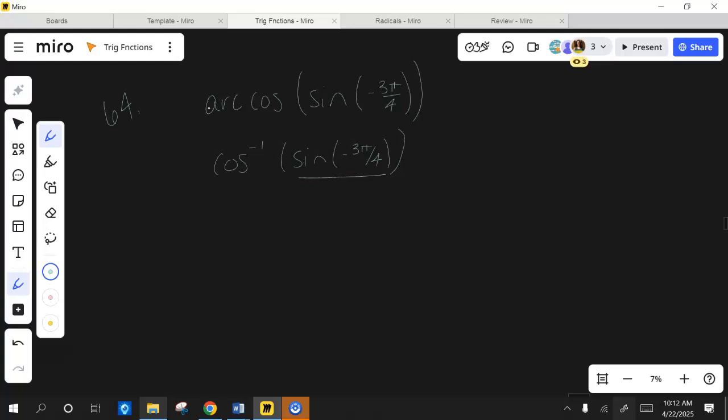So where is negative 3 pi over 4 on your circle? Everybody go to 3 pi over 4 on your circle. 3 pi over 4 is here, right? So it goes 1 and then 1, 2. So I'm going to go the other way. 1 and then 1, 2. So I'm down at 7 pi over 4, yes? What is the sine of 7 pi over 4?